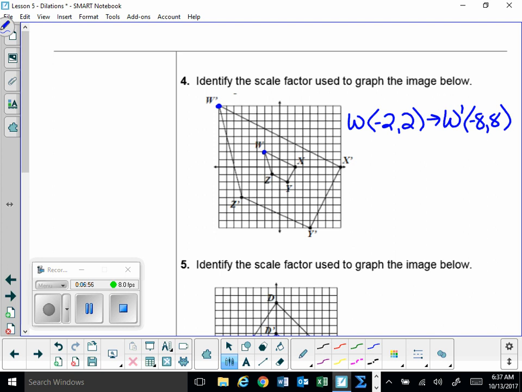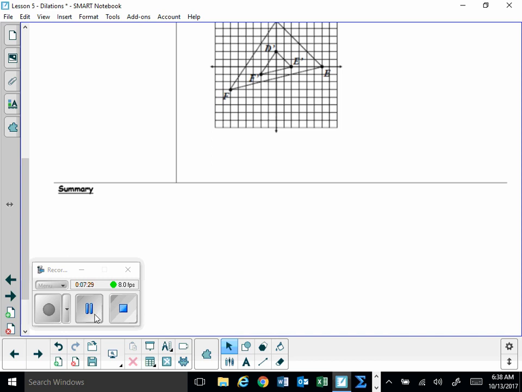As I look at this, going from W to W prime, this is clearly an enlargement. The pre-image is the small figure, and then I'm blowing up into a much larger one. So what do I multiply to go from -2 to -8? That's exactly the same as from 2 to 8. And, well, K, my scale factor, is 4. Pause the video and try finding the scale factor for number 5 on your own, then come back to check.